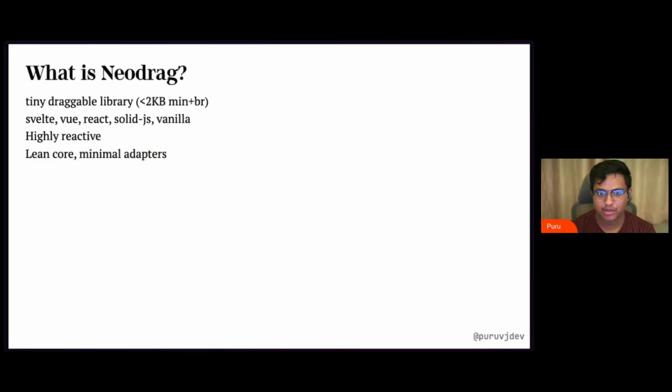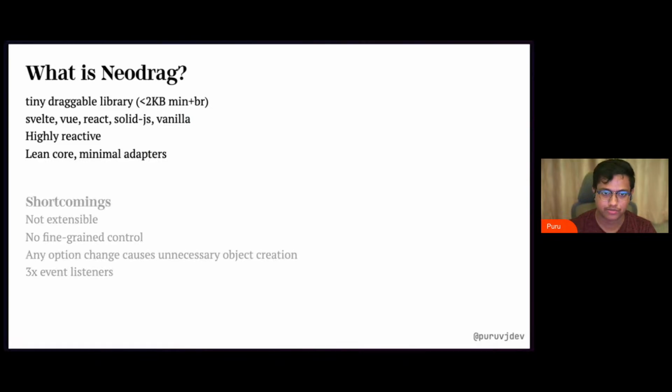So, let me introduce you to Neodrag. It's a tiny draggable library that is highly reactive and has adapters for Svelte, Vue, React, Solid.js, and Vanilla. It is quite small at around 1.7 kilobytes minified plus brotli for the Svelte version. And it has a heavy core with very lean adapters for each framework.